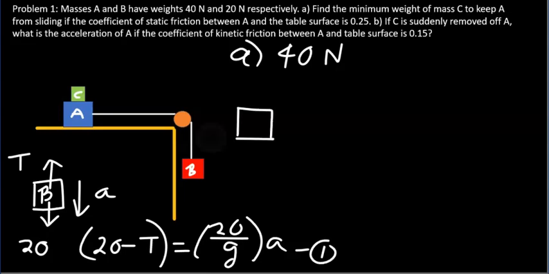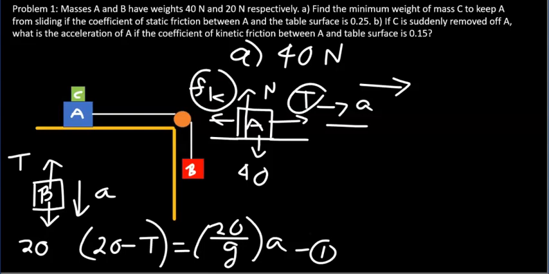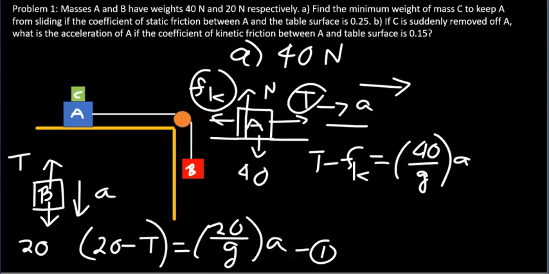Now let's look at object A. Object A does not have C on top of it anymore. So the forces acting on this object A is its own weight, which is 40 newtons. There is a normal force. Now it's moving, so there is a kinetic friction. There is a tension from the cord, and it is moving with some acceleration a. Applying Newton's second law, we see that the net force in the rightward direction, because that's also the direction of acceleration, is the tension minus kinetic friction. So tension minus kinetic friction equals the mass of object A, which is its weight divided by gravity, 9.81, times the acceleration a.